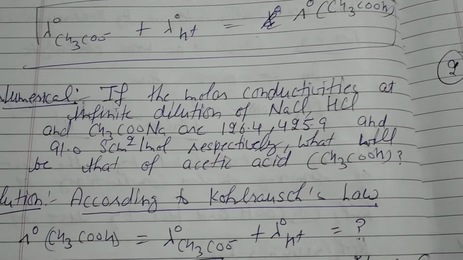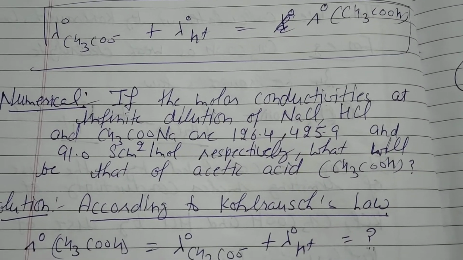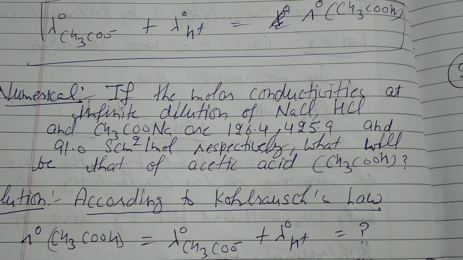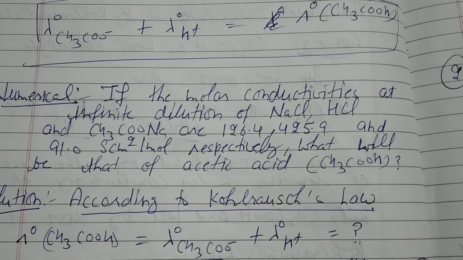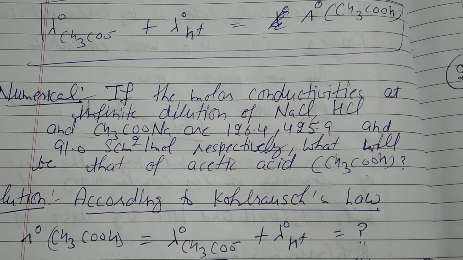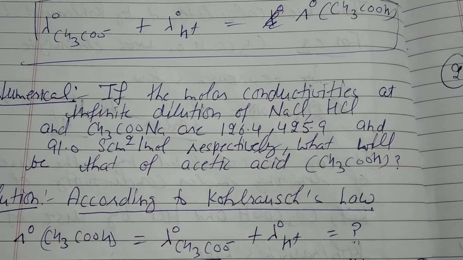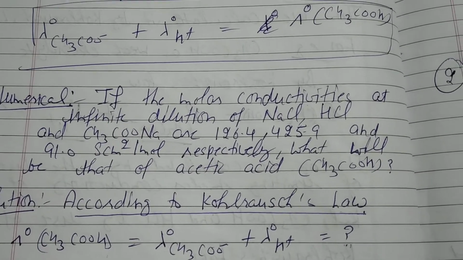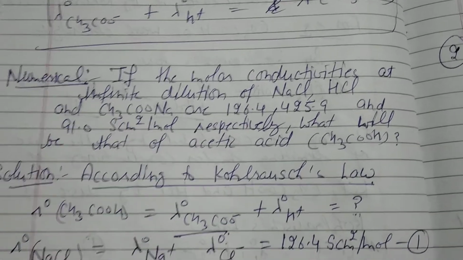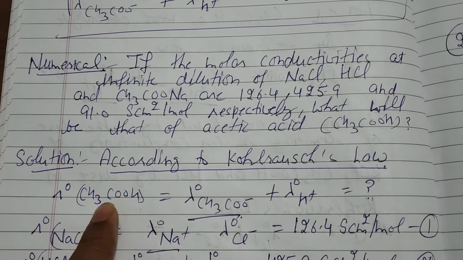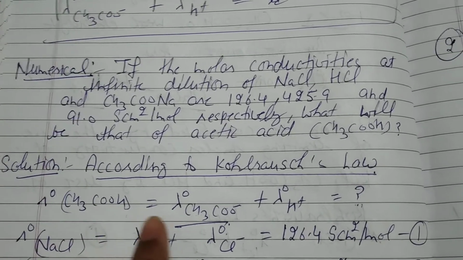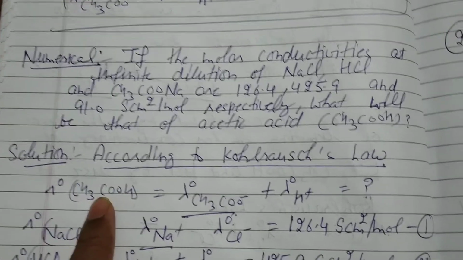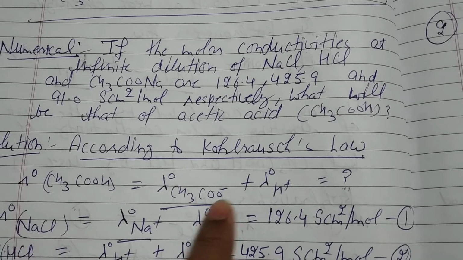So we can take one example of a numerical. If the molar conductivity at infinite dilution of NaCl, HCl and CH3COONa are 126.4, 425.9 and 91.0 Siemens centimeter square per mole respectively, what will be that of acetic acid, which is a weak electrolyte, CH3COOH? So what is given? We have to find lambda naught CH3COOH. Lambda naught is the limiting molar conductivity. Lambda naught CH3COOH is equal to lambda naught CH3COO negative plus lambda naught H positive.